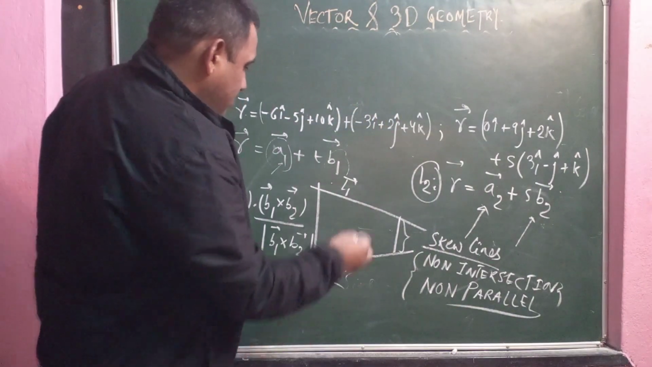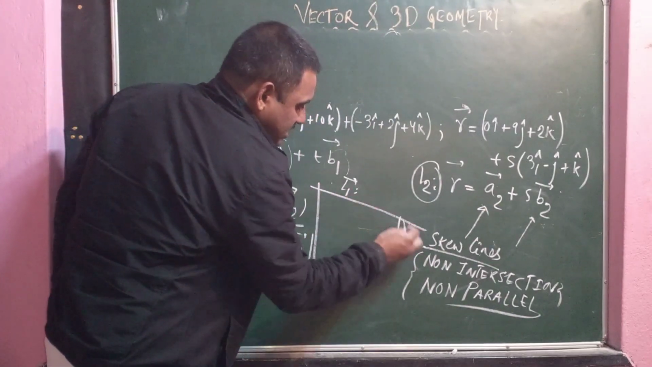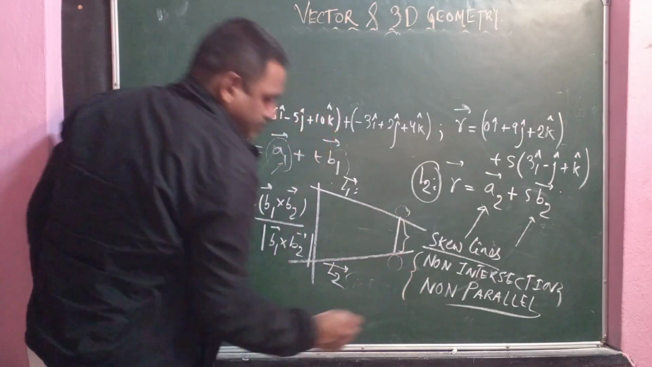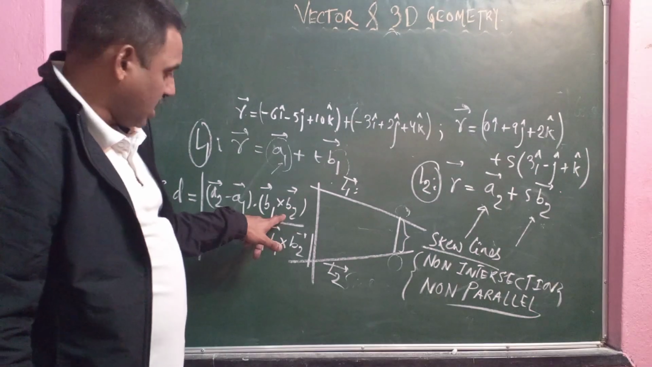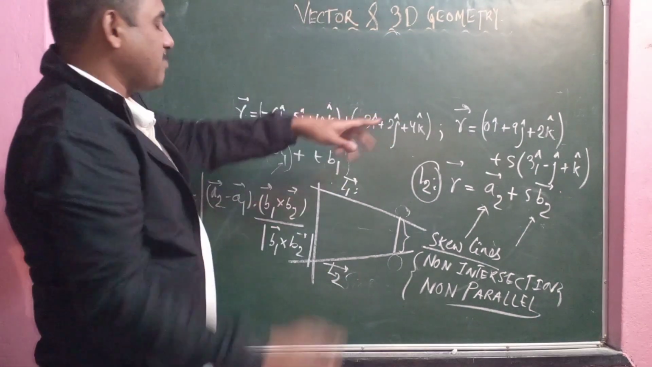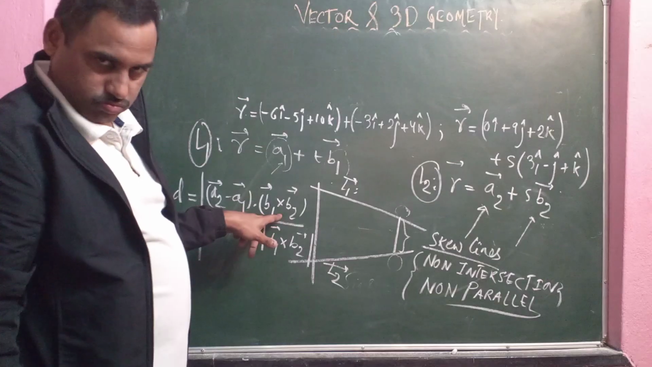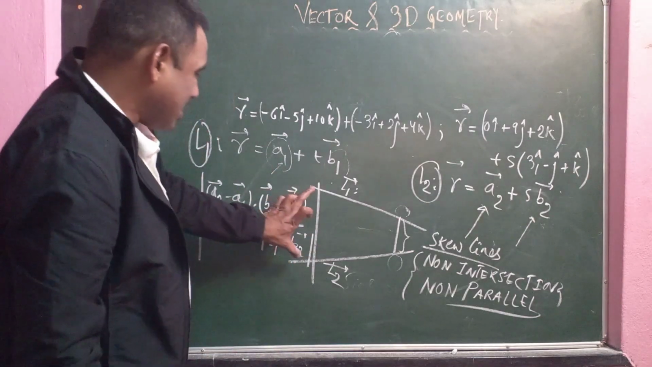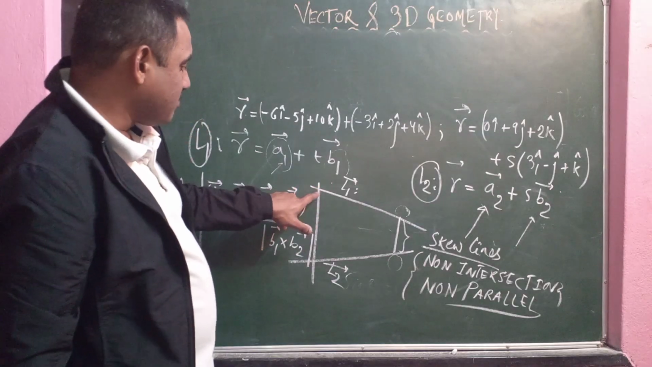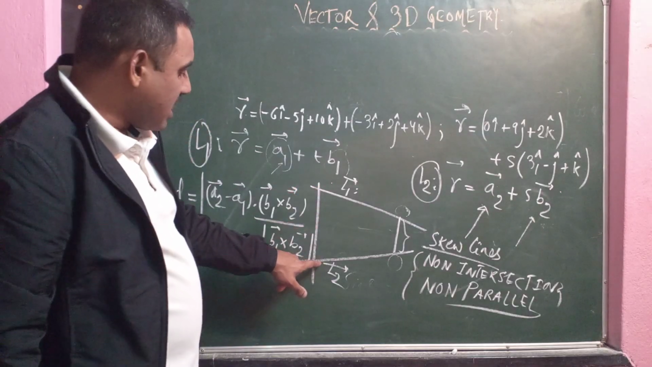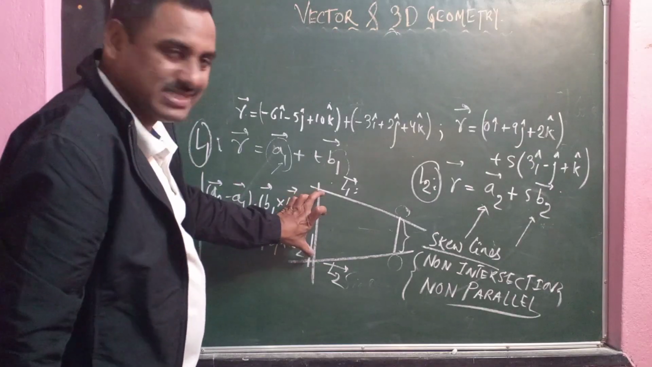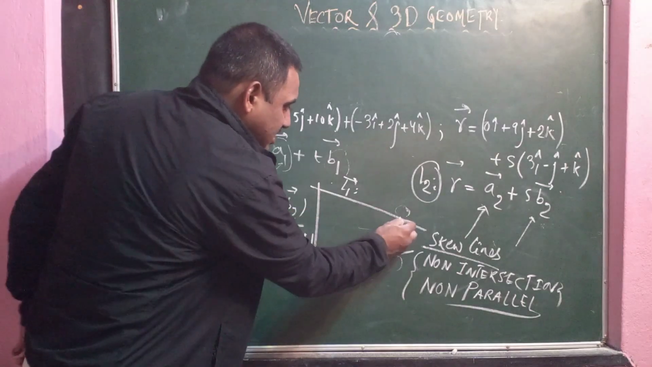But why this formula? Because this line L1 is parallel to B1 and this line is parallel to B2. Now what is B1 cross B2? B1 cross B2 is a vector which is perpendicular to both B1 and B2, and this is basically a unit vector. L1 is passing through A1 and L2 is passing through A2. So what is A2 minus A1? That is the position vector of this line, and this is the unit vector.